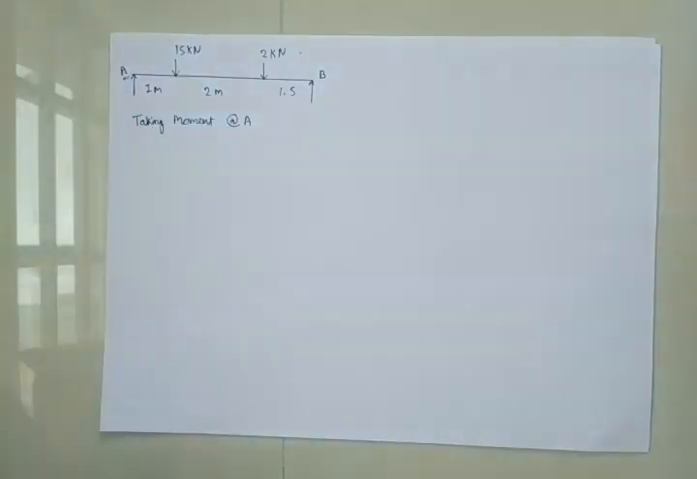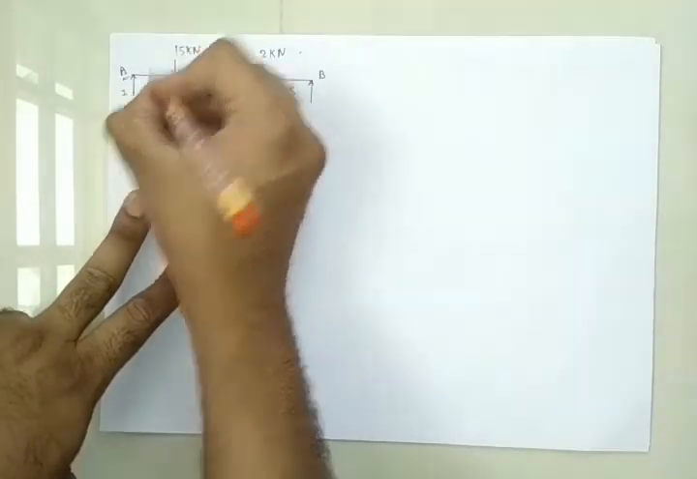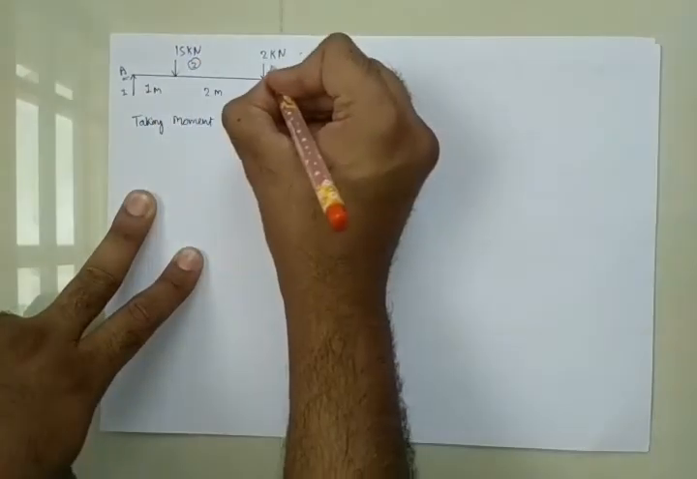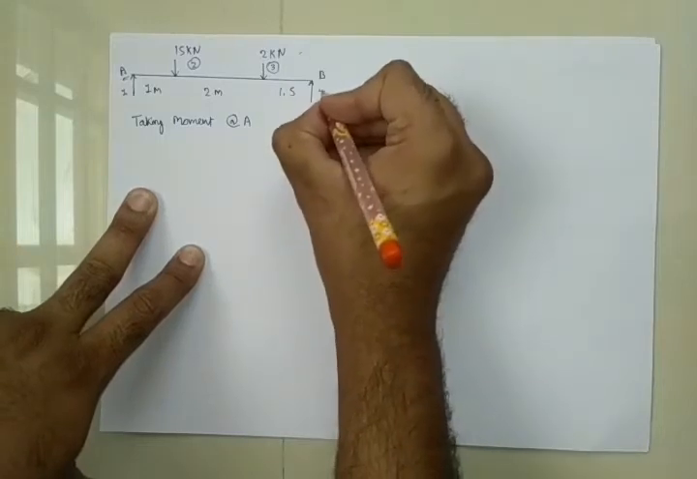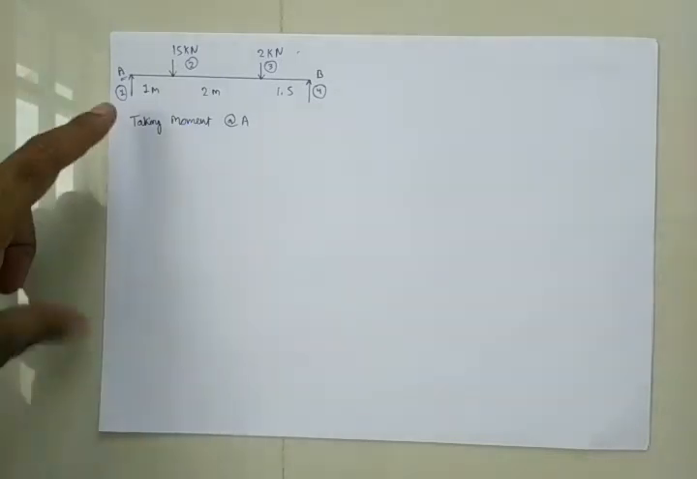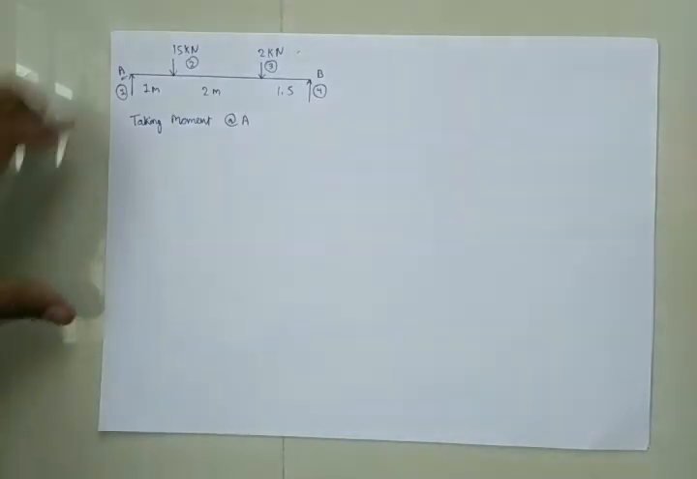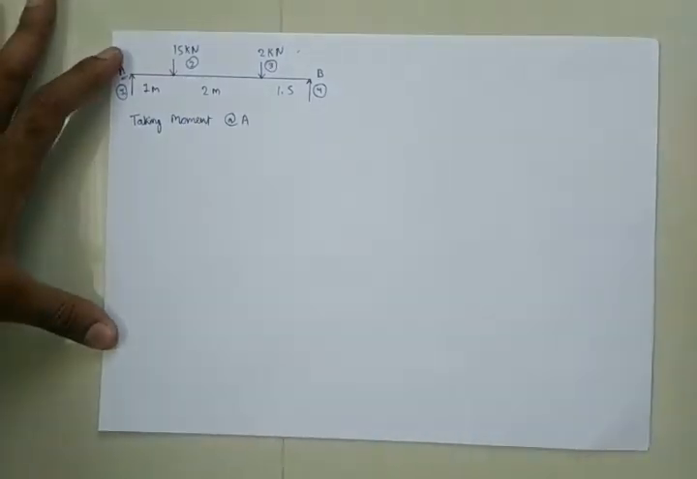So let's see in this entire system how many forces there are. I can say this is force number 1, this is force number 2, this is force number 3, and this is force number 4. Now for each and every force we need to calculate a moment. So here we need to calculate moment for 1, 2, 3 and 4. We have 4 forces and we are going to find 4 different moments. Now let's start.